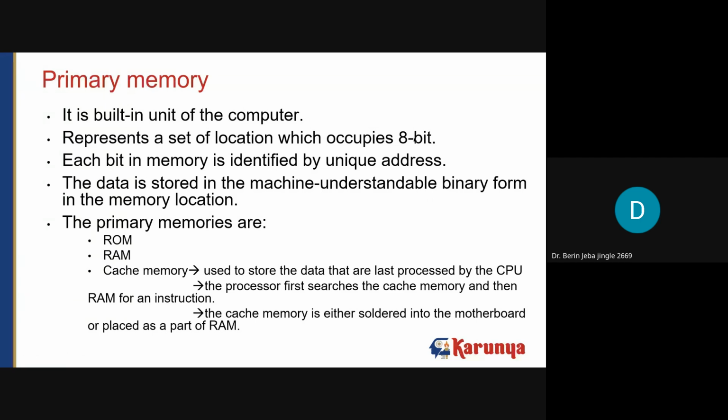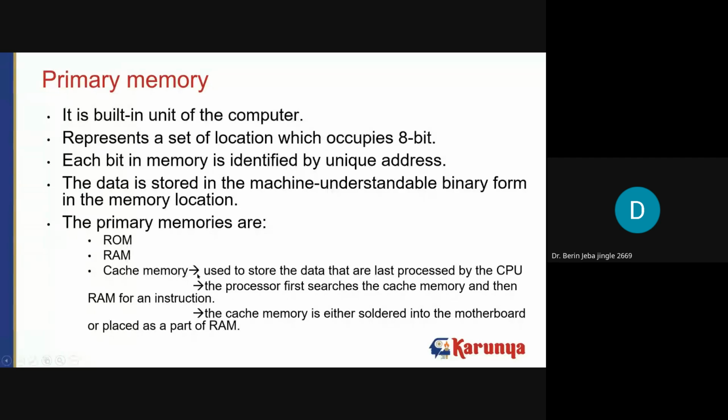Not a cell or a word, each and every bit has a unique address. The data is stored in machine-understandable binary form in the memory location, zeros and ones. That is the machine-understandable language. Then the primary memories are ROM, RAM, and cache memory. These three things I have already told you in class. RAM is random access memory, and ROM is read-only memory. In the earlier slides we studied about ROM and RAM.